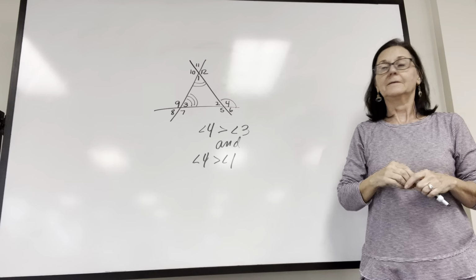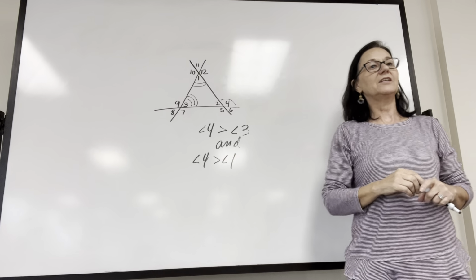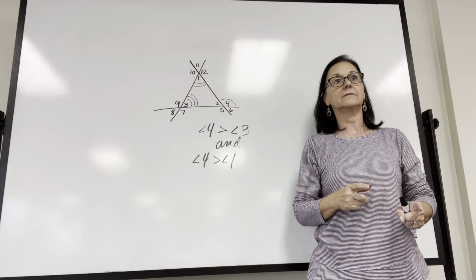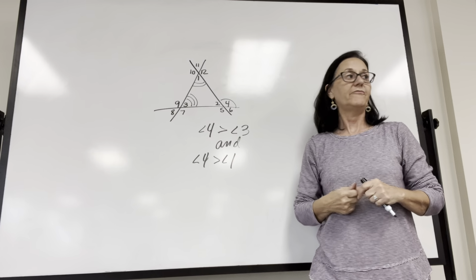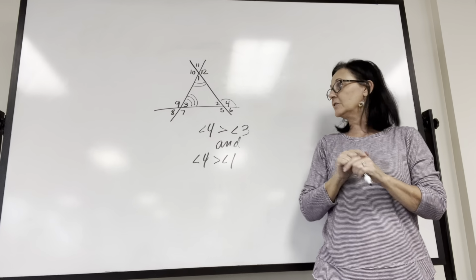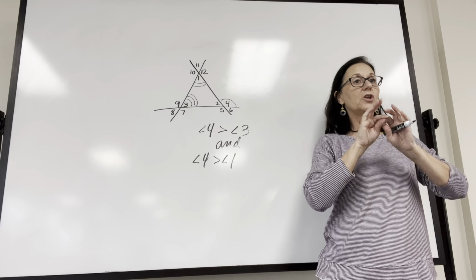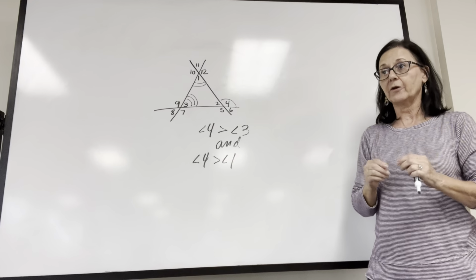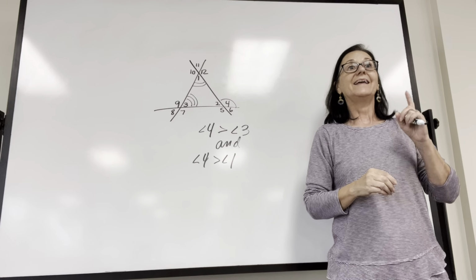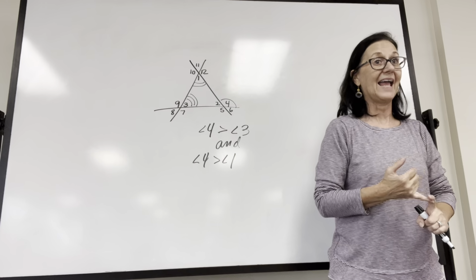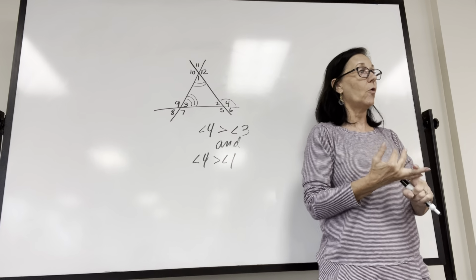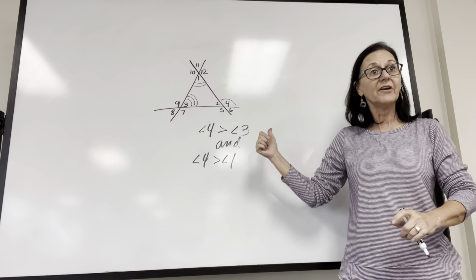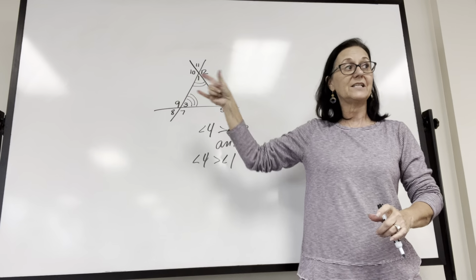David, would 4 be greater than 2, or can we not know that? You cannot know that. Does it look like it visually? Well, yeah, but you cannot know that. Do not write that on the test. If you think 4 visually looks greater than 2, that would be the wrong answer. There is no theorem that says that. The only thing we can know about 2 and 4 is that they're a linear pair and their sum is 180. But we can say that 4 is greater than 1 and 4 is greater than 3 because an exterior angle is greater than either remote interior angle.